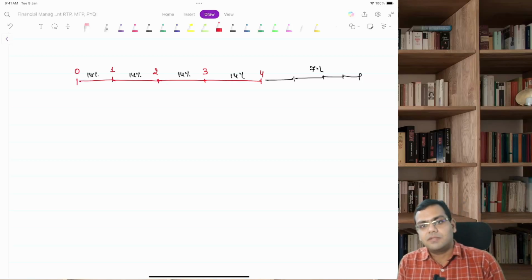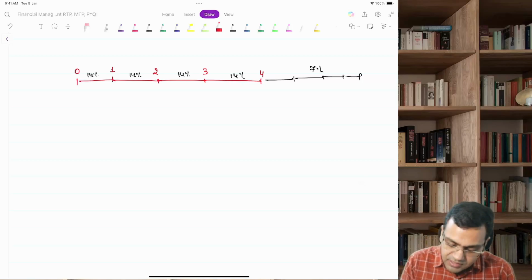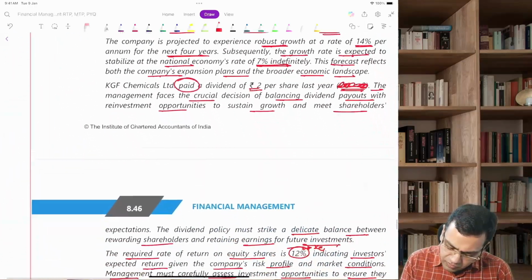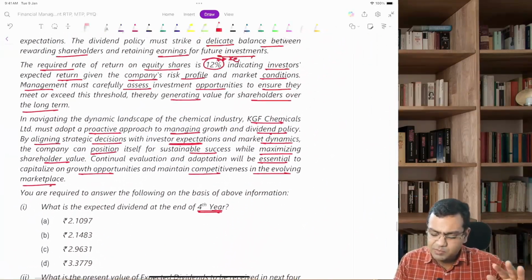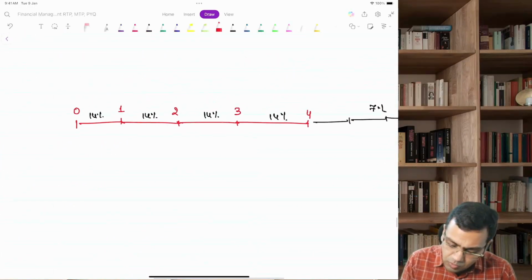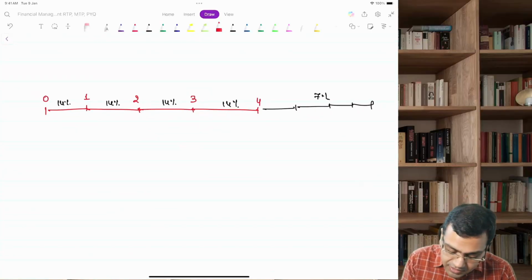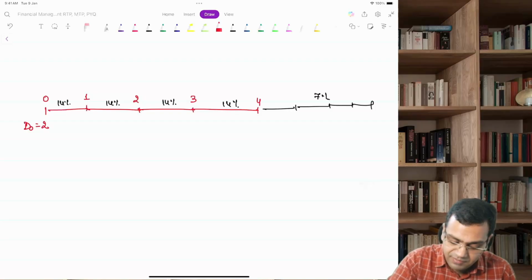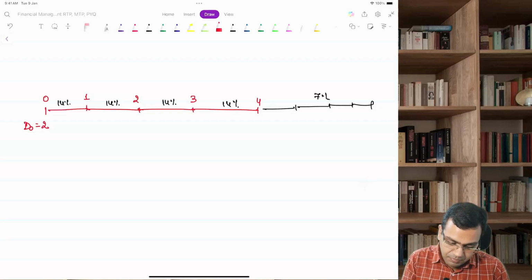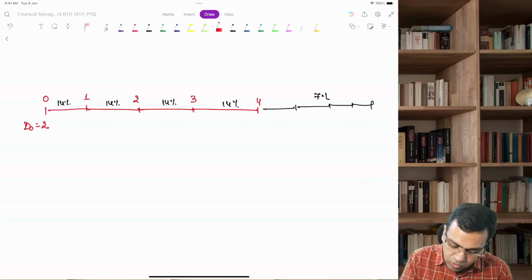What they are asking for is, first, the expected dividend at the end of 4th year. So what is the dividend paid already? That is D0. Here it is given D0 is equal to 2. So what will be the dividend at the end of the first year? 2 plus 14%, that comes to 2.28. This will be your D1.